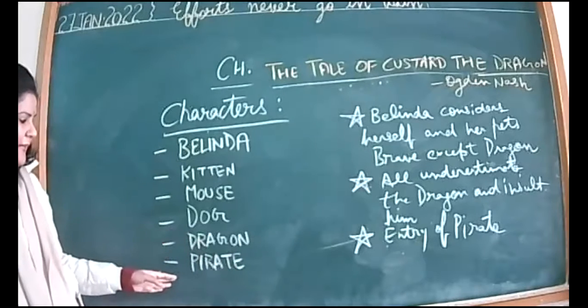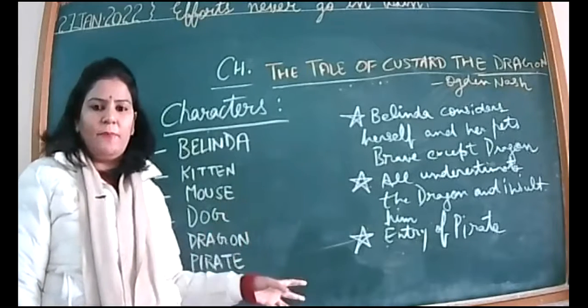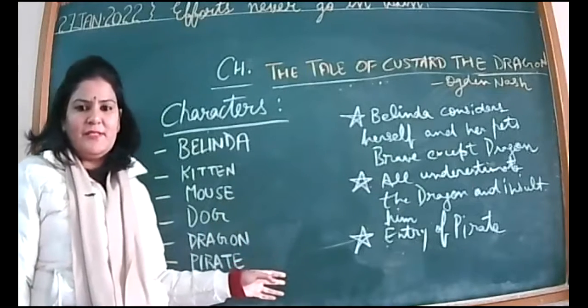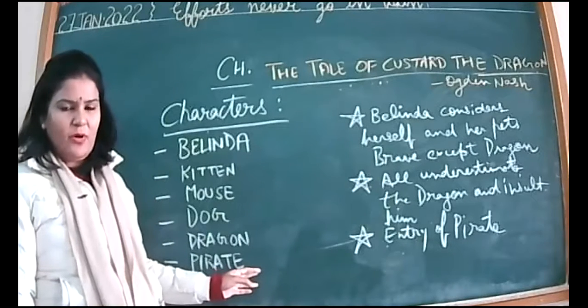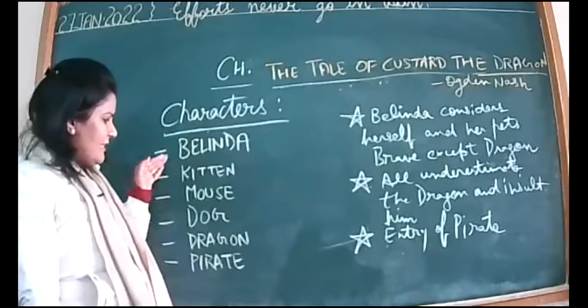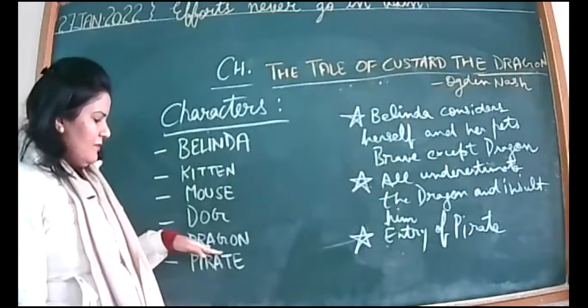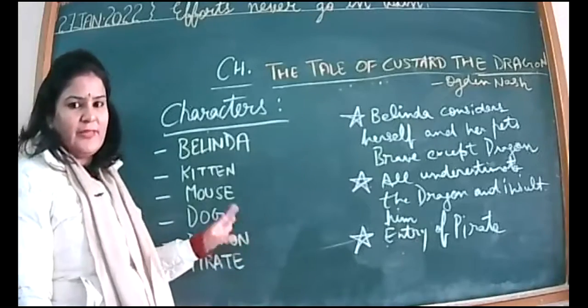And then a pirate enters their house. A pirate is a person who comes with the intention of robbing and killing people, the person who enters to rob a ship, etc. We call him a pirate. And now that person has come there. What will be the reaction of these courageous people and the most cowardly, whom they have declared, the dragon? What will be the reaction of the dragon? That is to be seen.